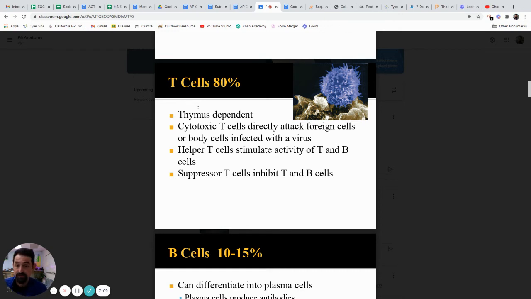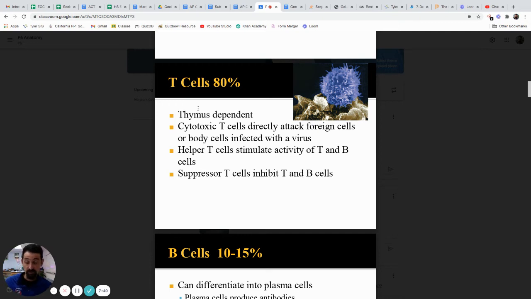Your helper and suppressor T cells help or don't help or suppress your cytotoxic T cells and your B cells. They stimulate your immune response to create more cells or have more active cells, or say, hey, you guys need to calm down. We don't need to overreact about this. So helper and suppressor T cells either ramp up or slow down your immune response or your immune system.